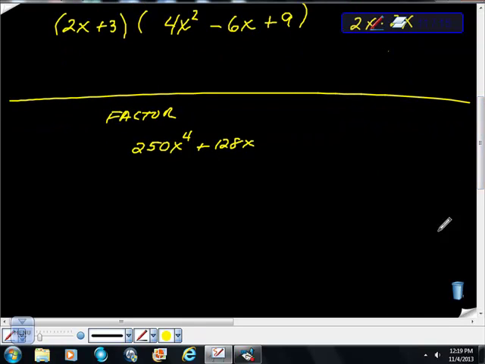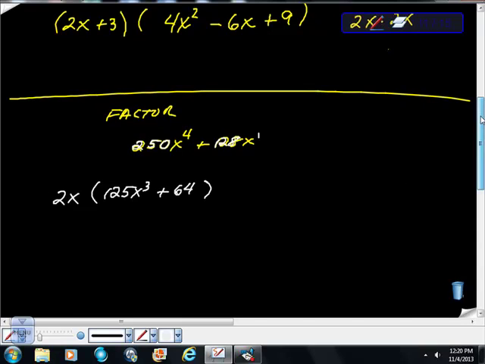First thing I'm going to do is just look at the numbers. The numbers that I have are 250 and 128. And all I'm going to do with that is ask myself, what's the greatest common factor of them? And it's 2. So I'm going to take out a 2. And then I have x to the fourth here, x to the first here. The greatest common factor there is x, isn't it? And isn't it true that 2x times 125x cubed, so 2 times 125 is 250, x times x cubed is x to the fourth, so I'm getting everything back, plus 64. And isn't it true that 2x times 64 is 128x?